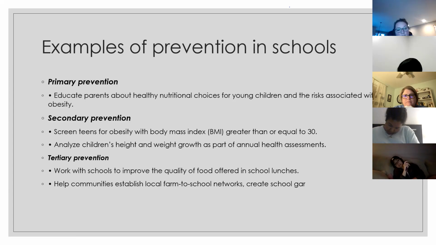Anyway, secondary prevention in our schools. We're going to screen teens for obesity with a body mass index greater than or equal to 30. I will tell you, we screened all children up until this year. We now no longer do BMIs. People were too upset about it, but we are going to screen those teens for obesity because we're going to try to prevent type 2 diabetes among our 15 and 16-year-olds. We're going to analyze children's weight and growth as part of the health assessment. In tertiary, we're going to work to improve the quality of food in school lunches and breakfasts.